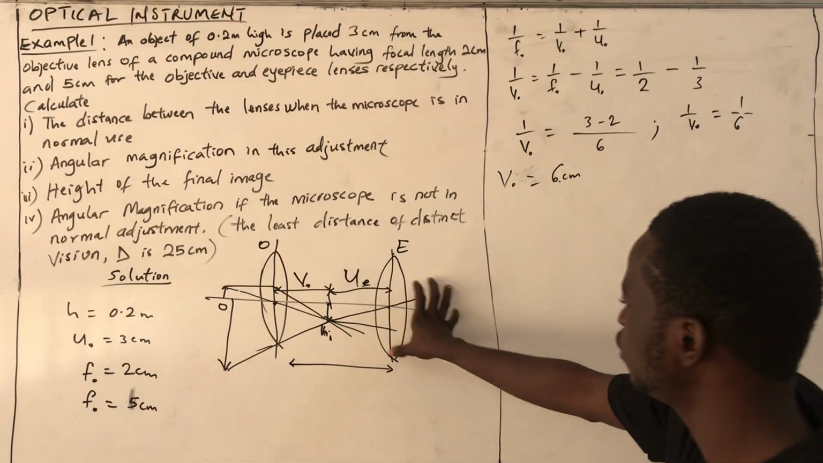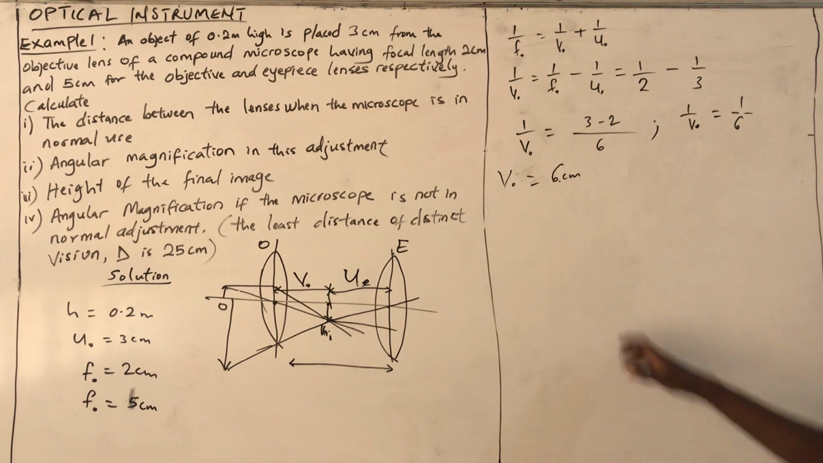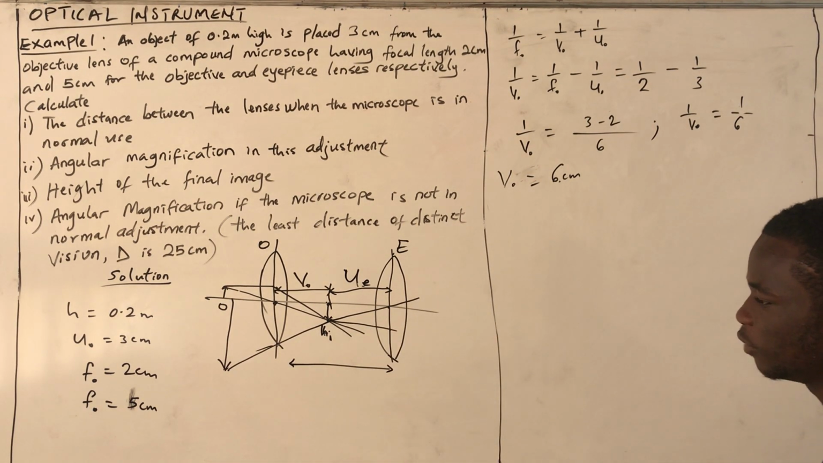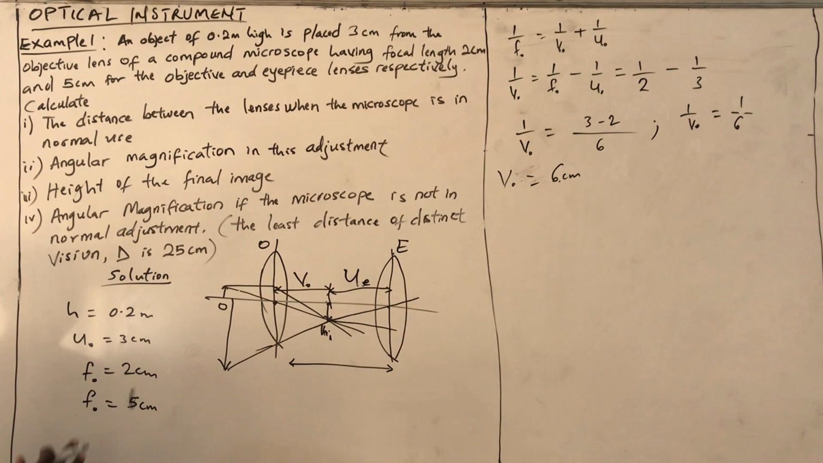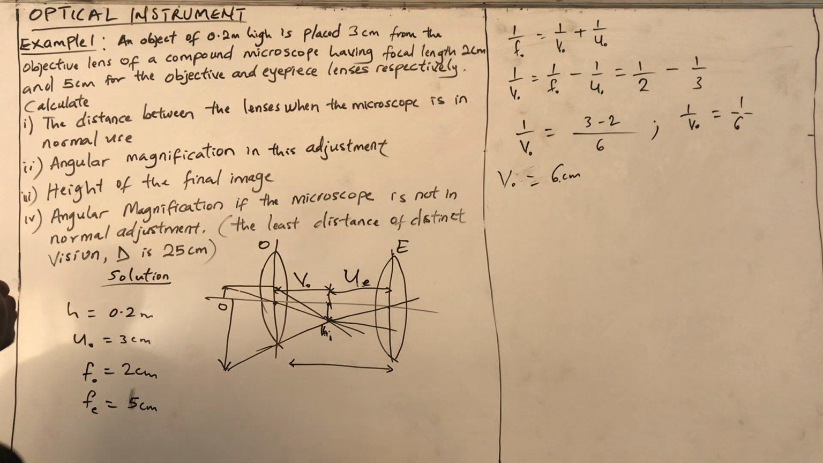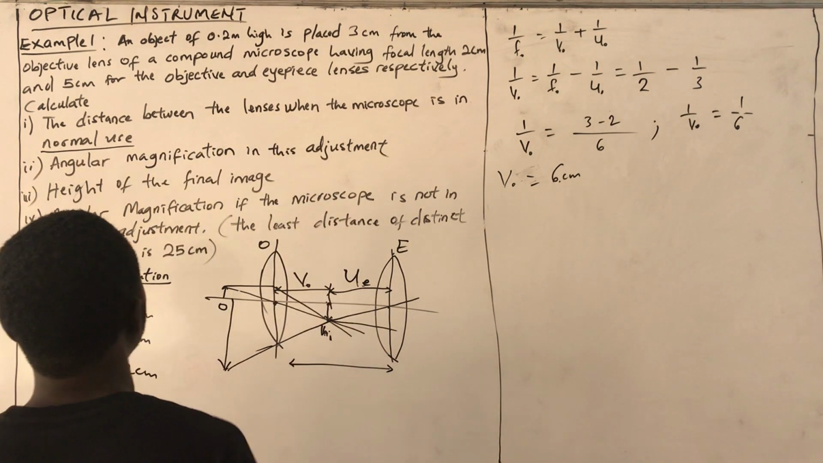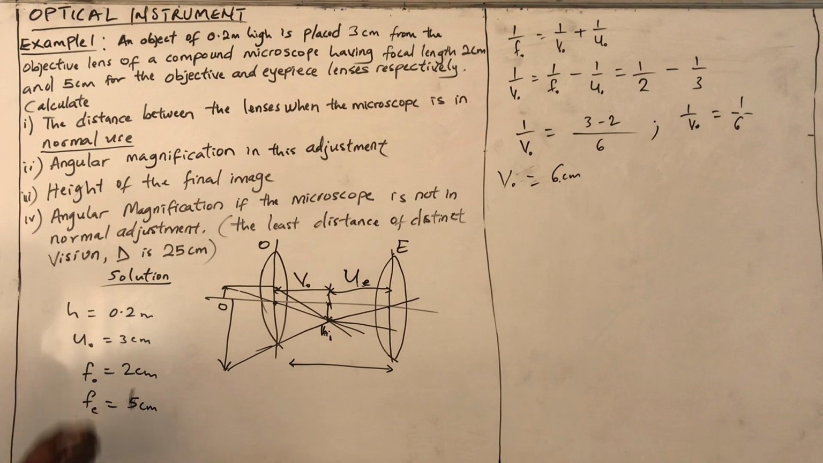Now to get UE, the same thing. That was for the objective lens. Now for the eyepiece lens, remember we are told the microscope is in normal use, that is, normal adjustment. When the microscope is in normal adjustment, VE is equal to D, which is 25 centimeters.